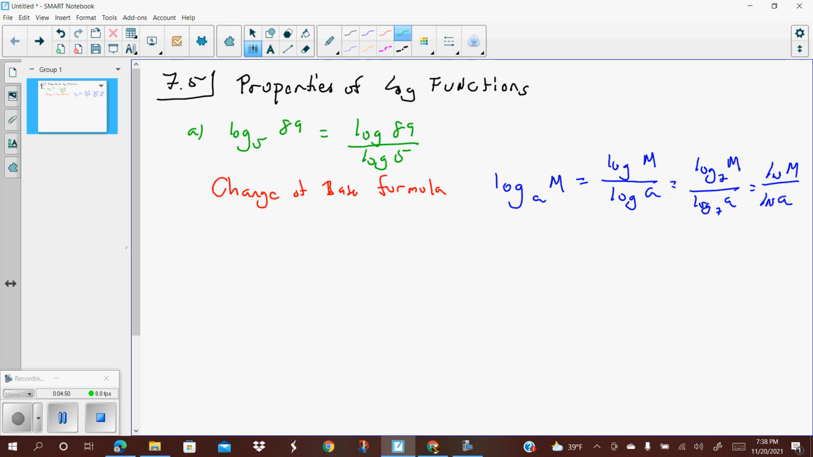You can actually type in log 89, make sure you end the parentheses after the 89, and then divide it by log of 5, and it's going to give you some kind of decimal approximation. What I want you to try is to also type in the natural log of 89 divided by the natural log of 5, and it's going to give you exactly the same decimal.